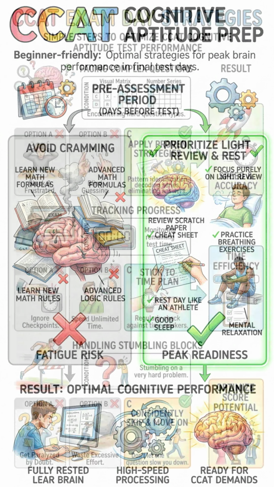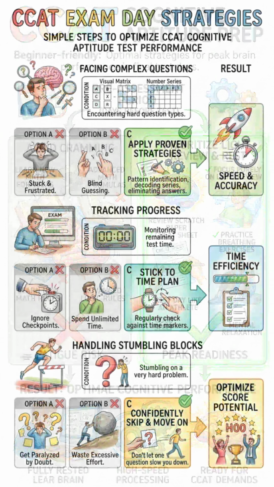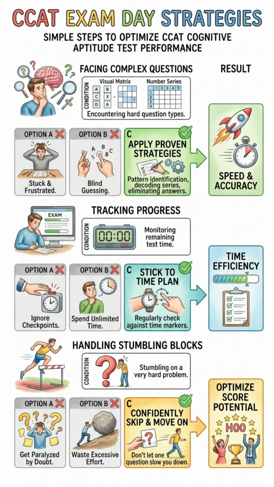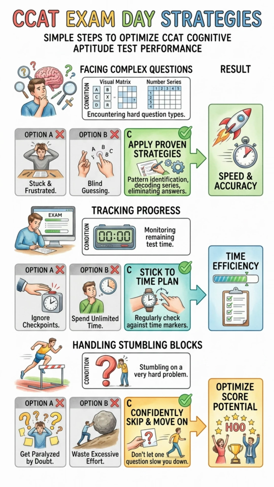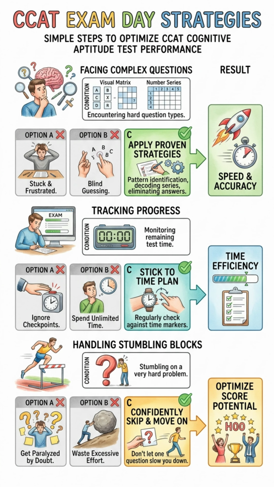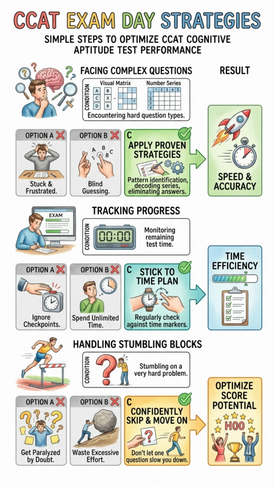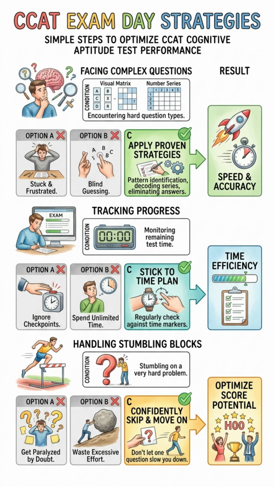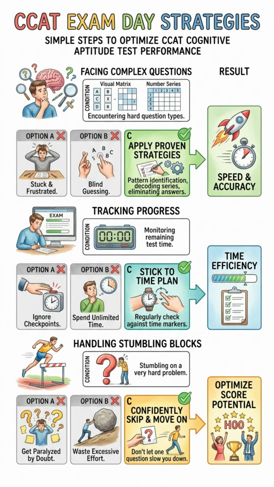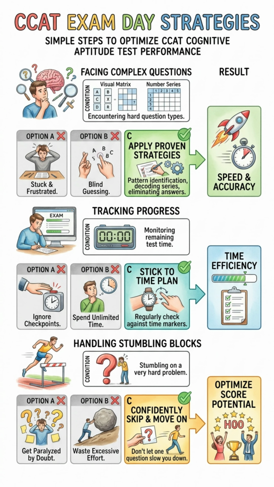When you finally sit down to take the real CCAT, remember that you are fully prepared and armed with the best strategies available. You know how to track visual matrices, how to decode number series, and how to rapidly eliminate wrong answers across all question types. Trust your training, stick strictly to your time checkpoints, and confidently skip any question that threatens your momentum. You have built a massive toolkit of shortcuts, and now it is time to deploy them efficiently and secure the score you deserve.